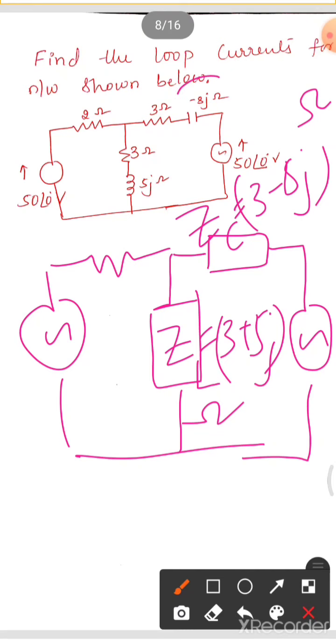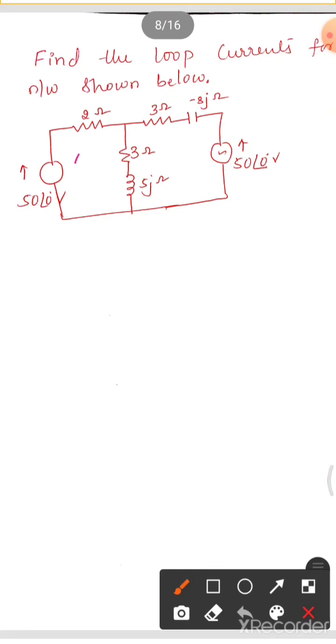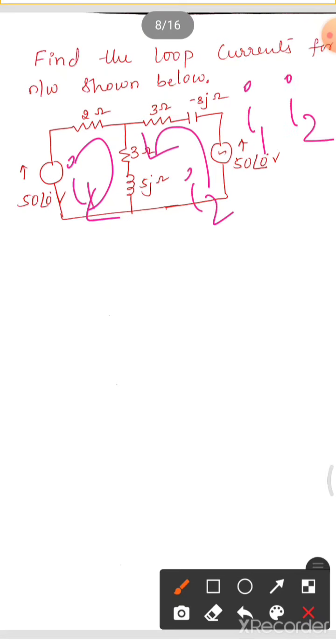Remember one thing, in the examination if they have specified minus 8j for the capacitor, it is well and good. If they have not mentioned it, and simply given 8j, then also you have to take 3 minus 8j ohm. And then we have one voltage source of 50 at an angle 0. So this circuit we will be using. Now for that we have to take two loop currents. Our intention is to calculate I1 and I2.